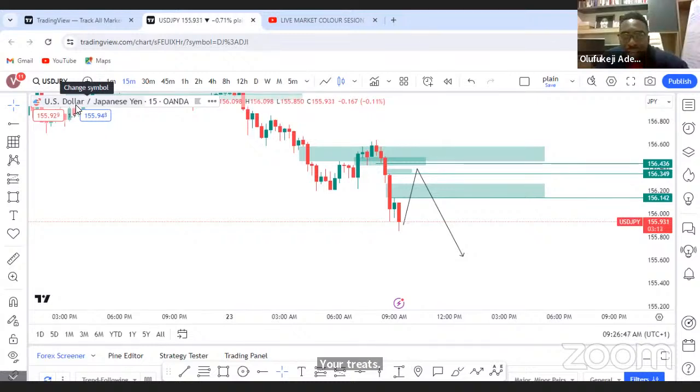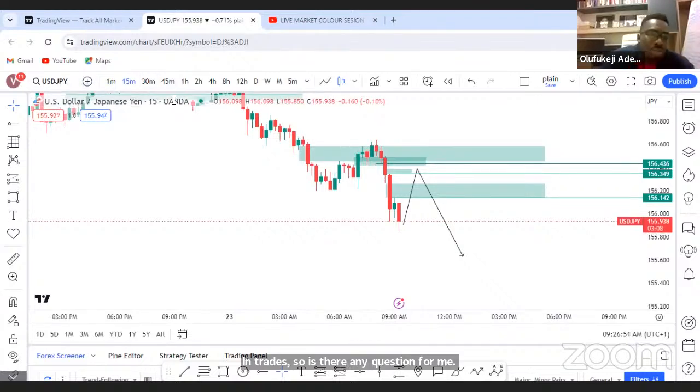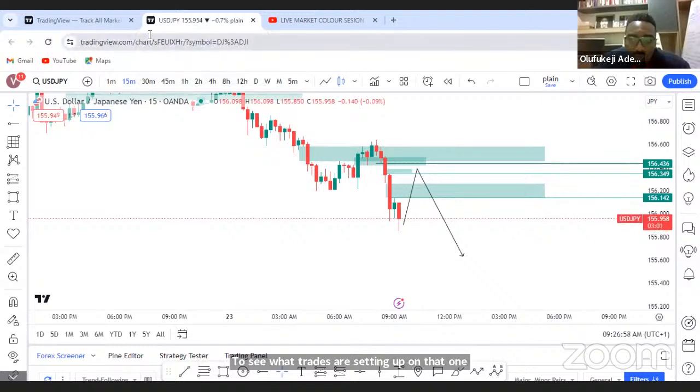So is there any question for me? Do we want to do this same analysis on maybe a Euro USD to see what trades are setting up on that one? Any question for me?